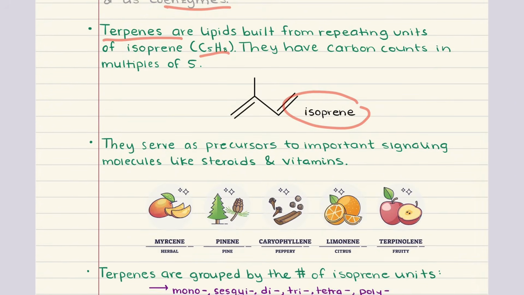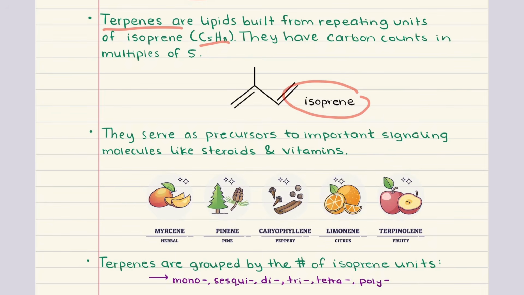These are naturally occurring in many plants, and they have distinctive scents like citrus, pine, and herbs. You might recognize some of the examples that are shown here. Further, terpenes are important because they serve as precursors to a wide variety of biologically significant molecules, including steroids and fat-soluble vitamins like A, D, E, and K.